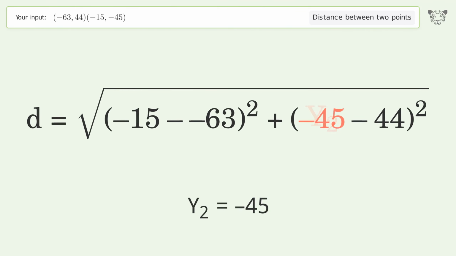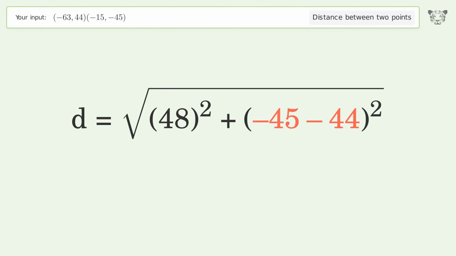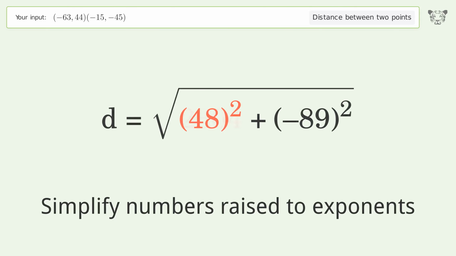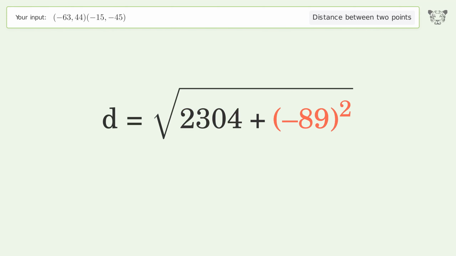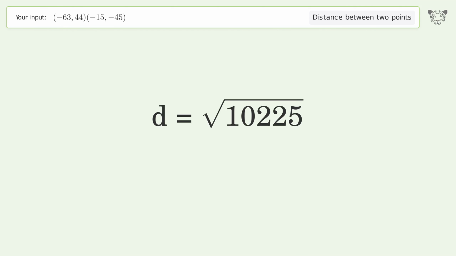Calculate the expression inside the parentheses. Simplify numbers raised to exponents. Simplify the arithmetic. And so the distance between the 2 points is the square root of 10,225 or 101.119.